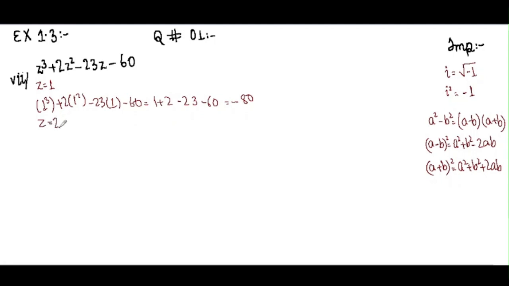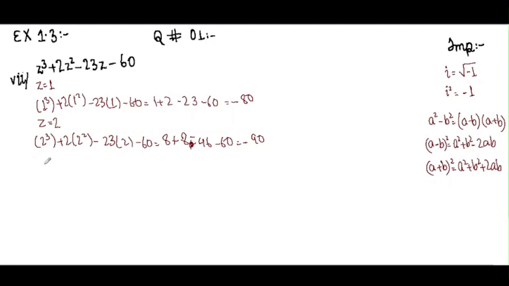Now z equals 2. 2 cube plus 2 into 2 square minus 23 into 2 minus 60. 2 cube gives us 8, plus 2 square 4 into 2 gives us again 8, minus 23 into 2 is 46, minus 60. So minus 60, 8 plus 8 gives us 16, 16 minus 46 gives us minus 30, and minus 30 minus 60 gives us minus 90. Now we are moving towards the next number, which is 3.